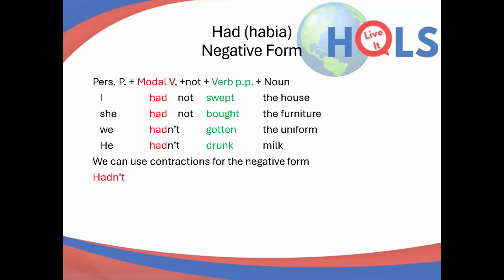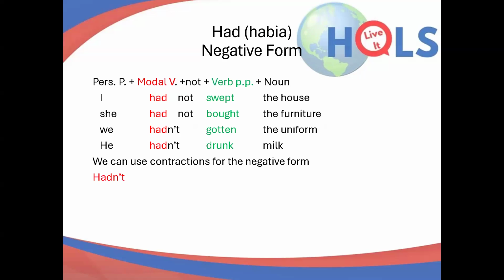For the negative form, we need to use not immediately after the modal verb. I had not swept the house. She had not bought the furniture, or with contraction, we hadn't gotten the uniform and he hadn't drunk milk. We can use contraction for the negative form, hadn't.